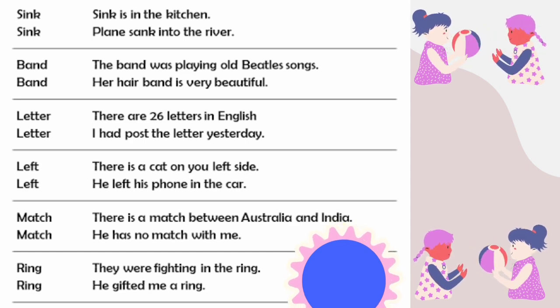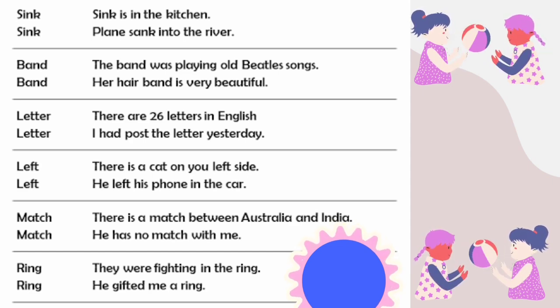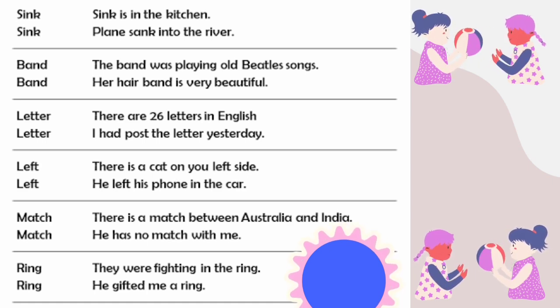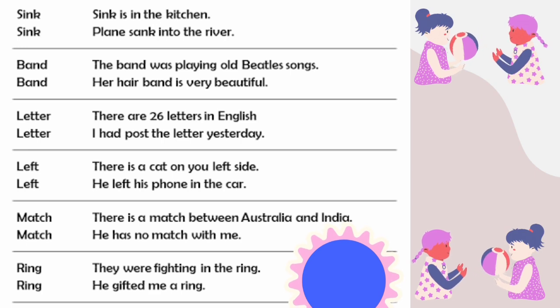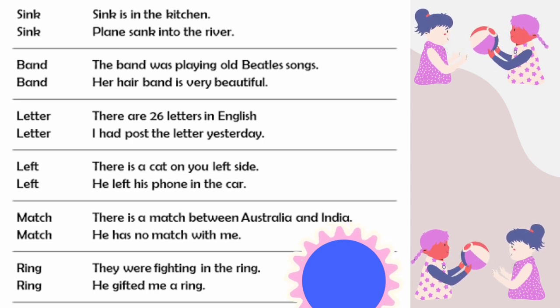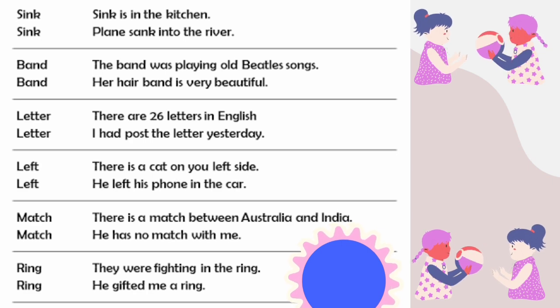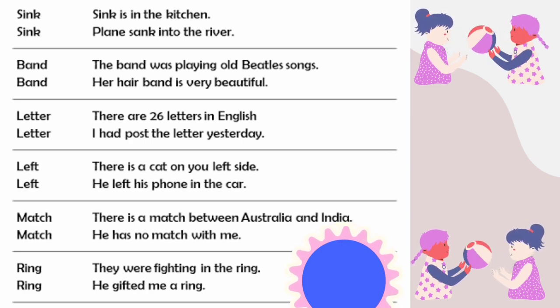We also have more examples like letter. One of them refers to the alphabet, while another refers to letter writing, like your informal letters, semi-formal letters, and formal letters. We also have sync, we have band. One of the meanings refers to a music group, while another refers to something as common as the hairband.